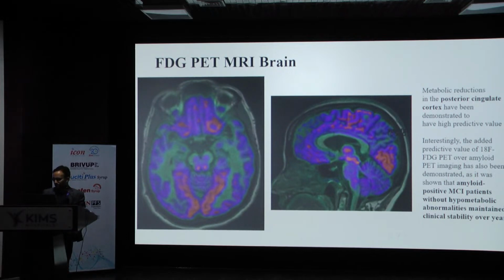And this has predictive value. If a patient with MCI comes with a hypometabolic pattern in the PET, there are chances that this patient will progress to AD, compared to a patient with MCI with a normal metabolic pattern on FDG PET, who has less chance of progressing to AD. That is one thing which is important to know.